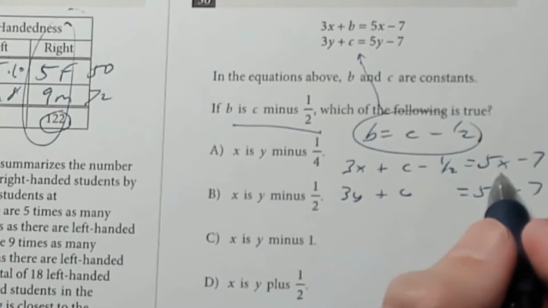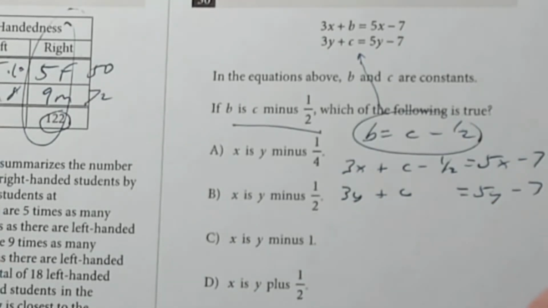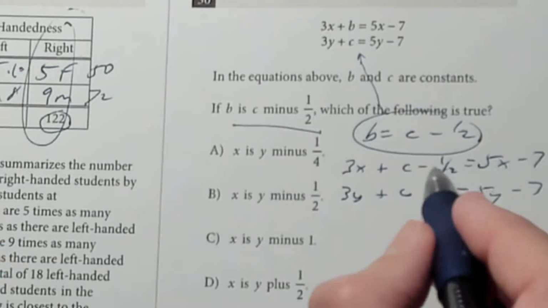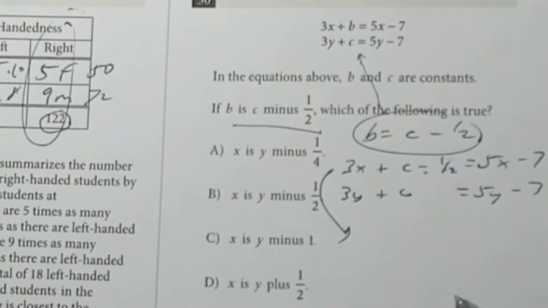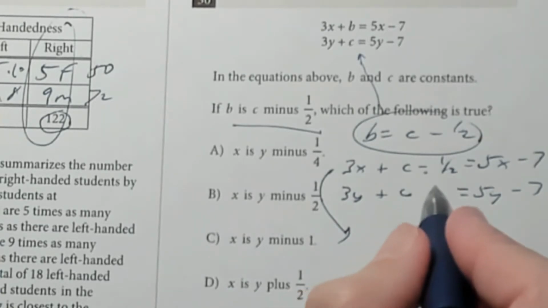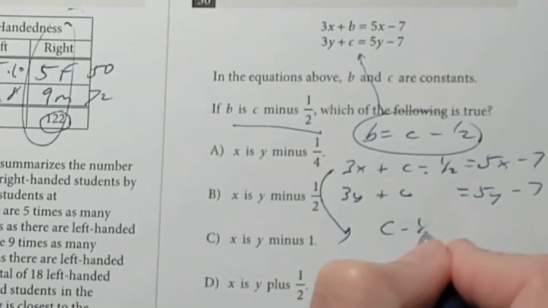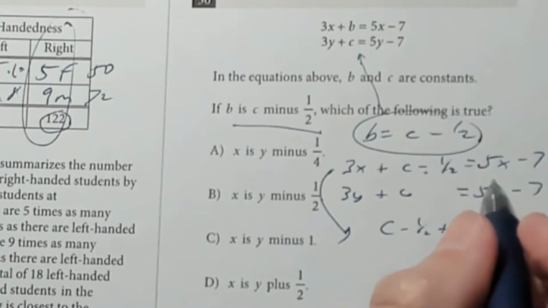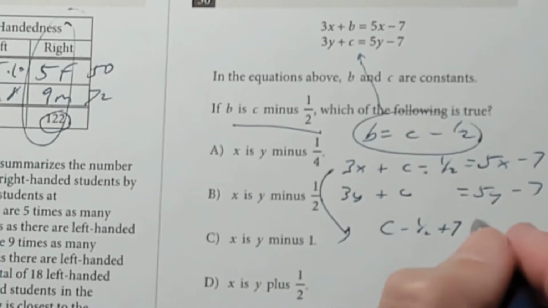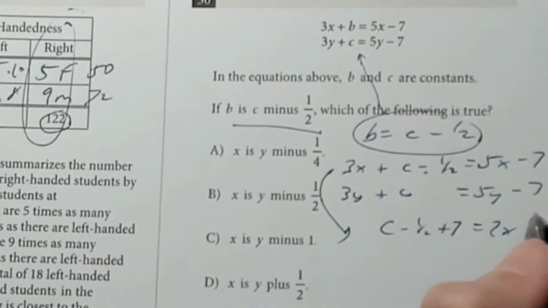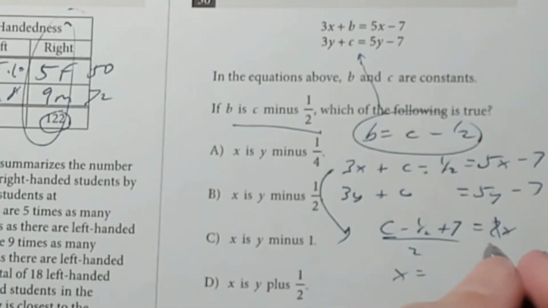So if we're trying to solve for x here, we could do that in this top equation. So you get c, I'm just going to bring this one down here. So you're going to get something like c minus 1/2 plus the 7 equals 2x, right? So divide everything by 2. Okay, so x equals, well, let's just leave it like that.